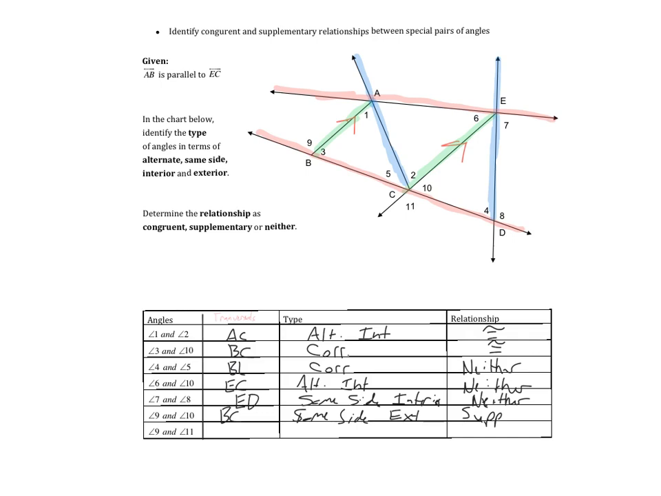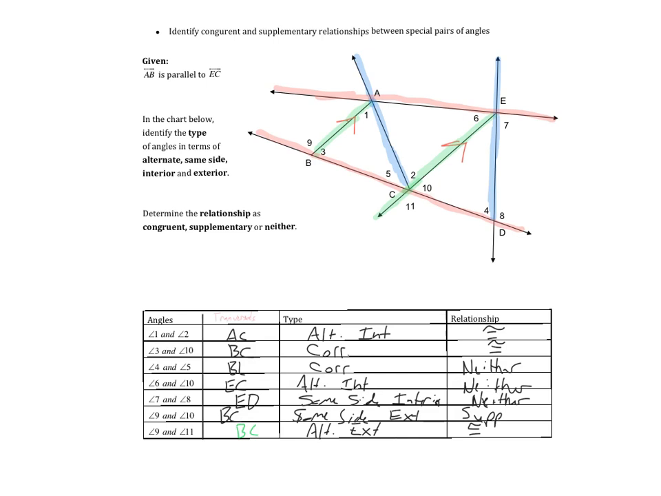Now, angle 9 and angle 11, they have a transversal, and I should probably extend this so you believe me, but this angle right here, these are alternate exterior angles. Once again, they're using BC as a transversal, and we're going to have alternate exterior angles. And since the two lines that form them up are parallel, these are going to be congruent. So that's enough to get you through the day.